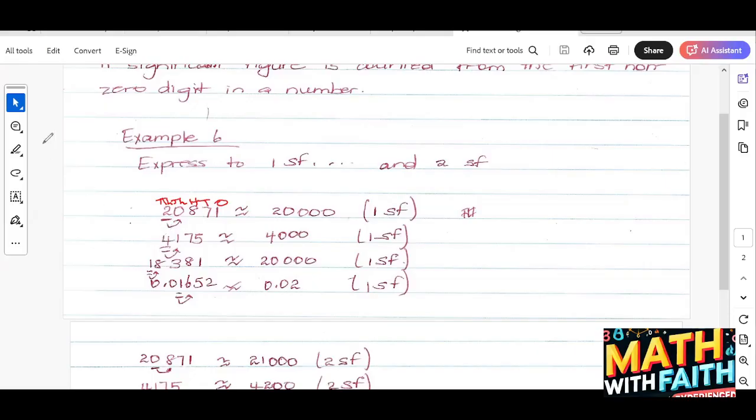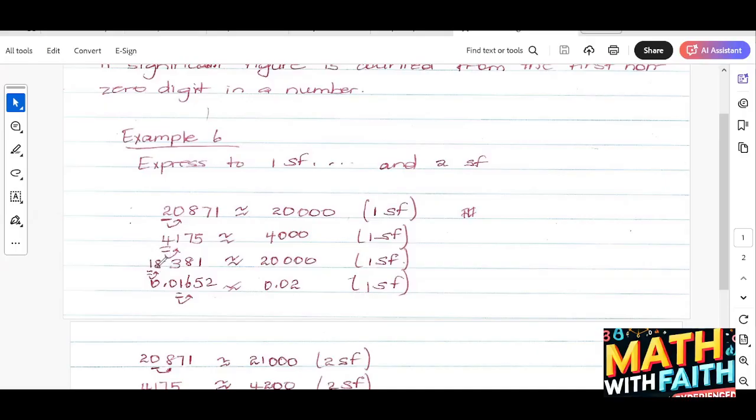So let's look at the second one. That's 4,175 to 1 SF. So we're looking at the first significant figure here. That's the 4. That's the first non-zero number. Look at the digits afterward. It's less than 5. So this would remain 4. So that's approximately 4. And we fill in the remaining columns with zeros so that we could keep that in the thousands column. So this is 4,000. So one significant figure, 18,361. The first non-zero number is this 1. We look at the digits afterward.